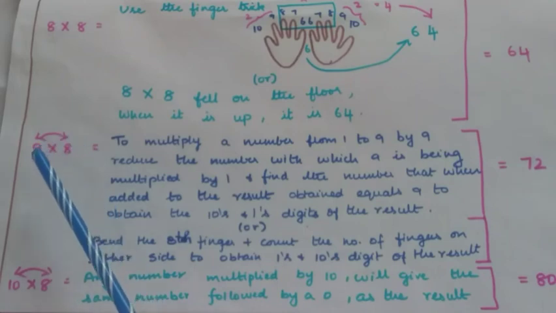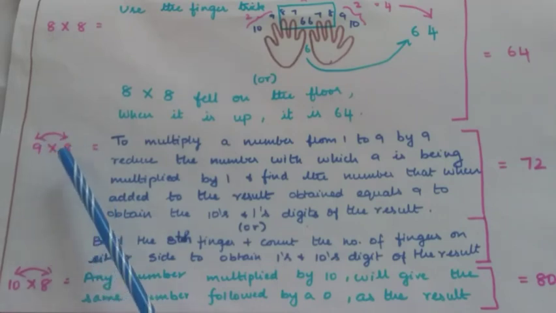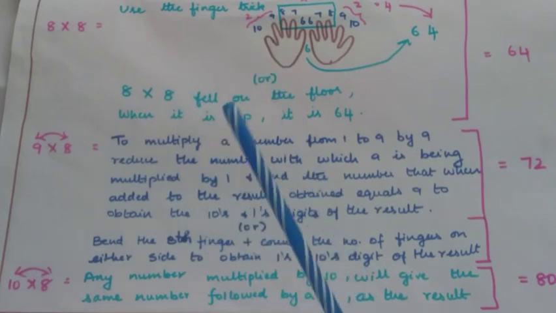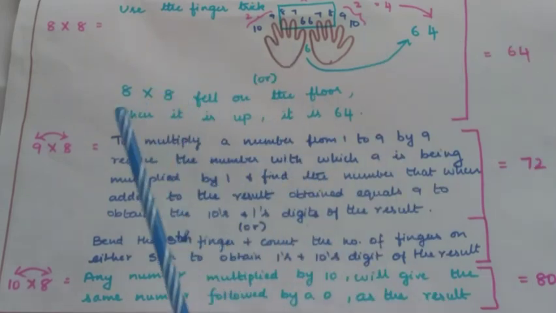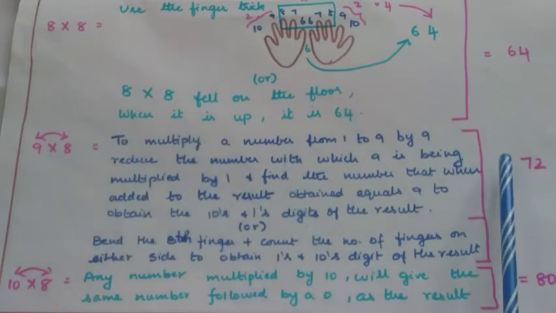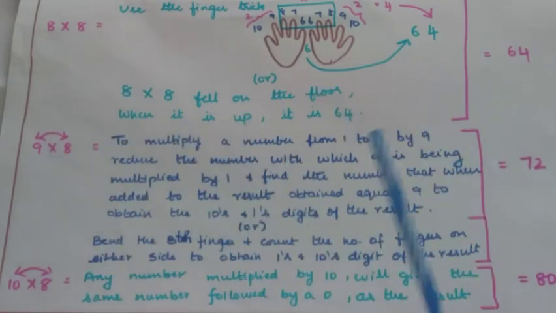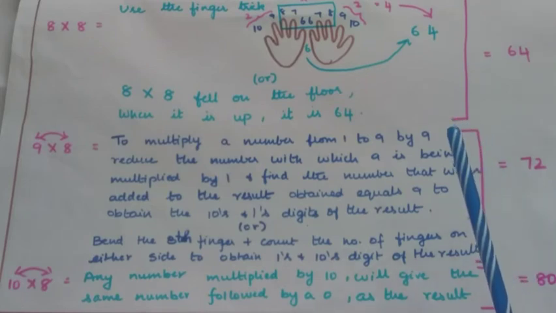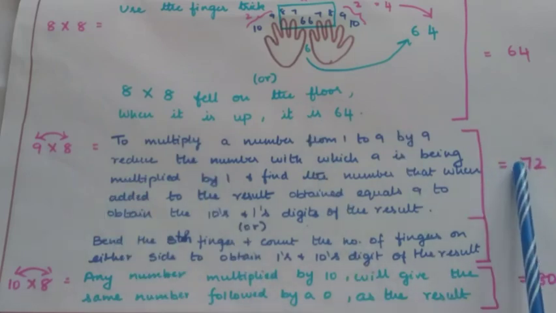To multiply numbers from 1 to 9 by 9, you need to just reduce the number with which 9 is being multiplied by 1 and find the number that when added to the result obtained equals 9 to obtain the tens and ones digit of the result. So here, since 9 is being multiplied by 8, you will have to reduce 8 by 1 to obtain 7, and then you need to find the number that when added to 7 equals 9, which can be found by taking away 7 from 9, which is nothing but 2, therefore 9 8s is 72.